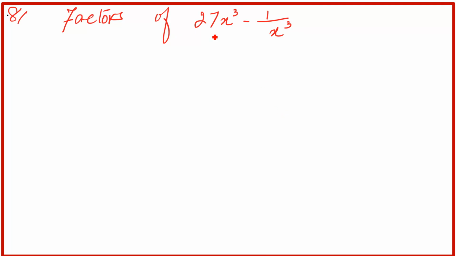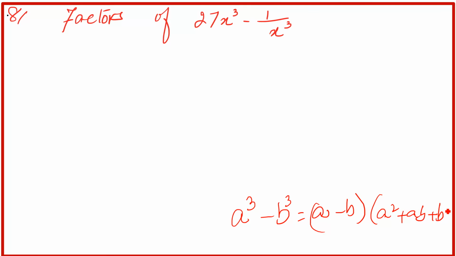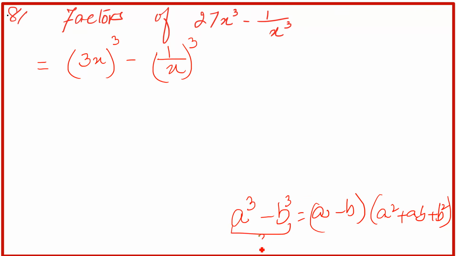And the last question is factors of 27x cube minus 1 over x cube. See, this formula is, I will write down here, a cube minus b cube, which is equal to (a minus b)(a square plus ab plus b square). We have discussed these formulas, we have proved these formulas in detail, right? So the first one is the cube of this, and the last is the cube of this. So a cube minus b cube, this one is given. You have to find this in the question. (3x) whole cube, the cube of the first term, the cube of the second term, equal to a minus b.